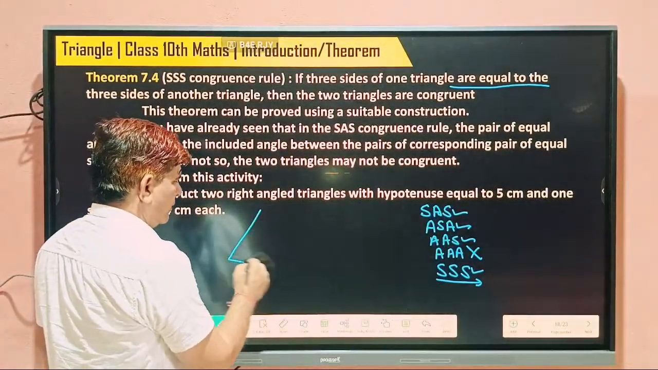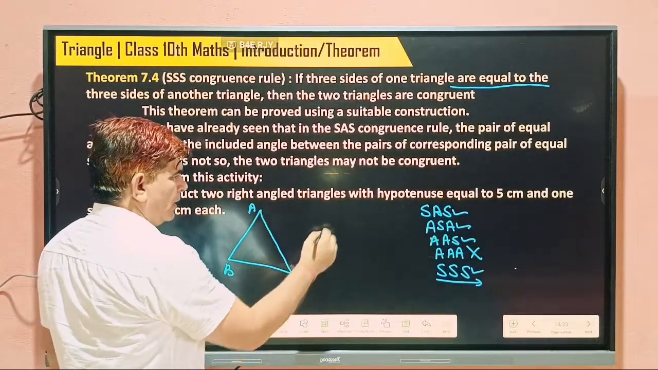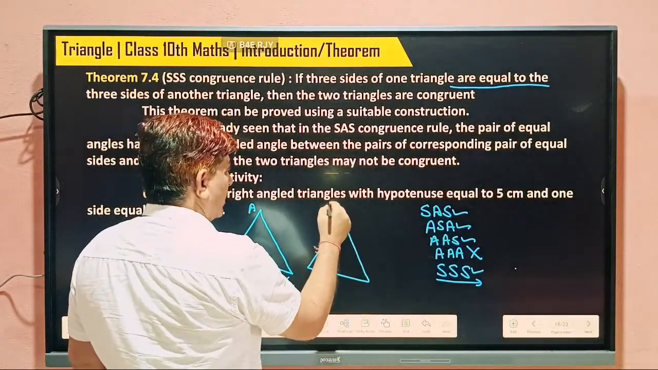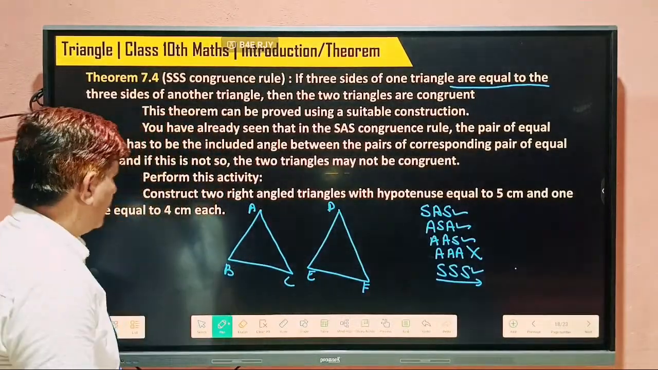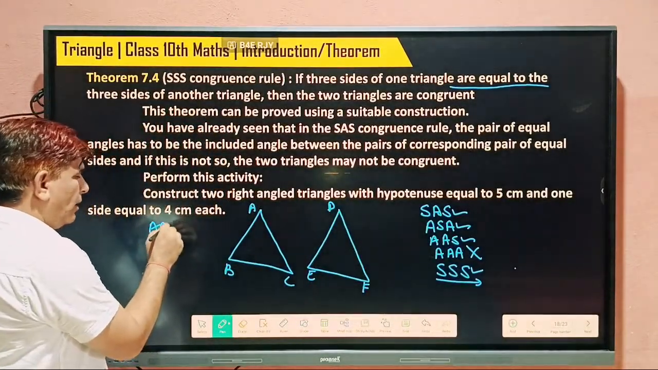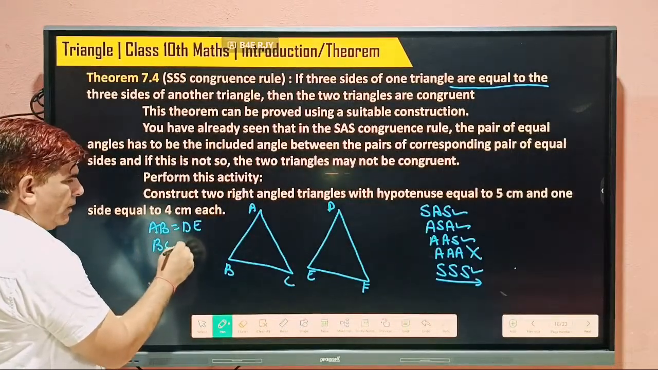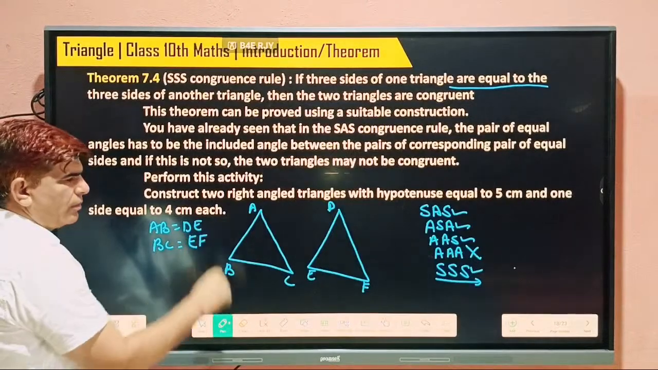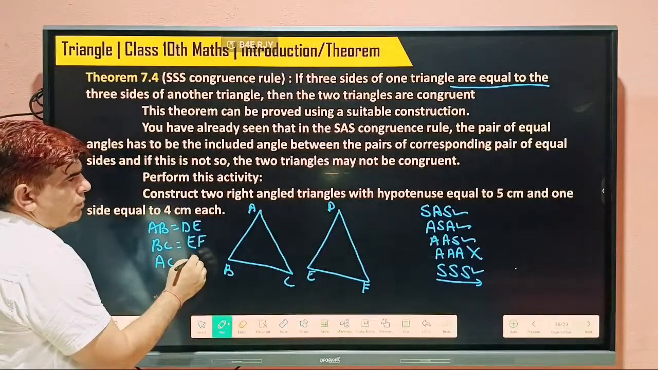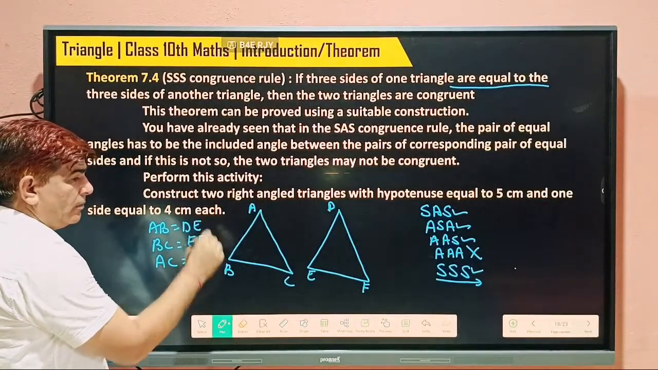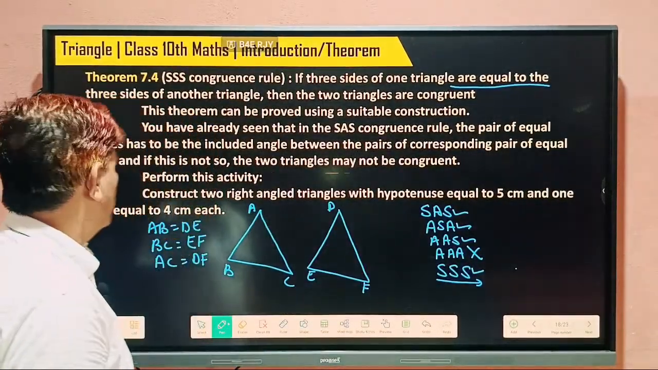Otherwise, we can take it like this. We are having a triangle ABC, and here we are also having a triangle DEF. What's given? AB equal to DE, BC equal to EF, and AC equal to DF. This is given. All 3 sides of one triangle are equal to all 3 sides of another triangle.